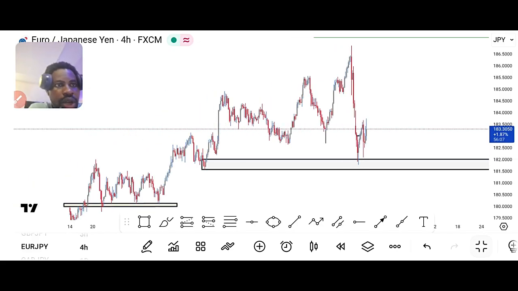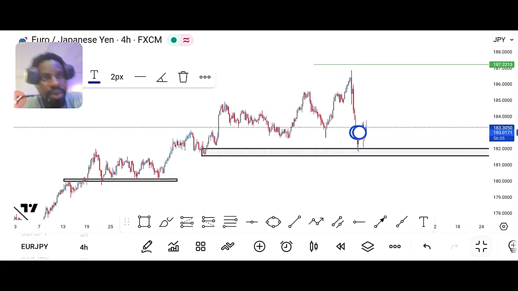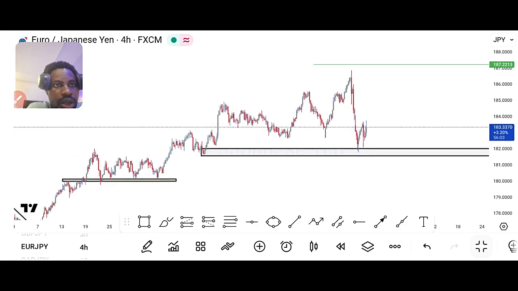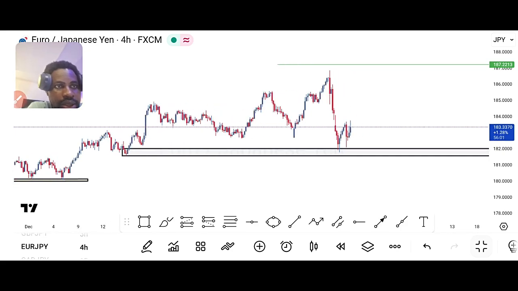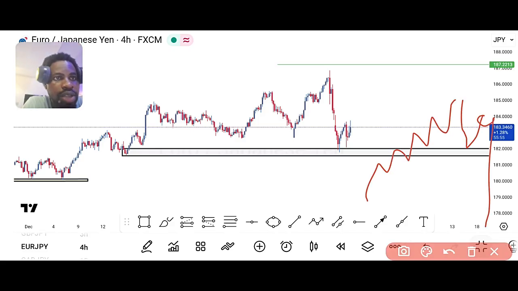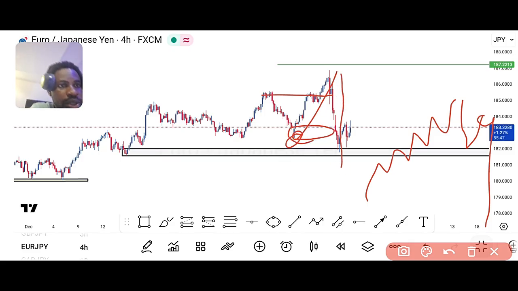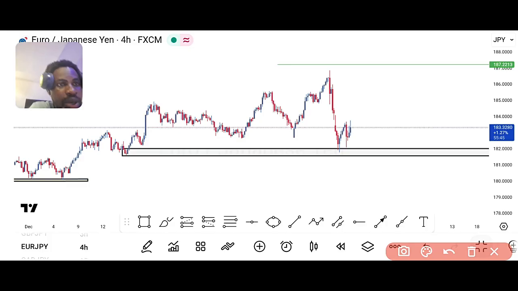So actually, this is an area where I'm expecting. You can see that this was where we had this break of structure here. If you check this area, this was the last low the price created that broke this last structure that is here. And then price came back to take out that structure. So what I'm expecting on GBPJPY is I'm expecting price to pull back to somewhere around here.